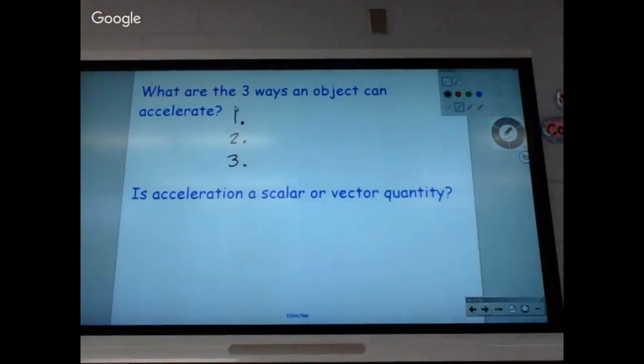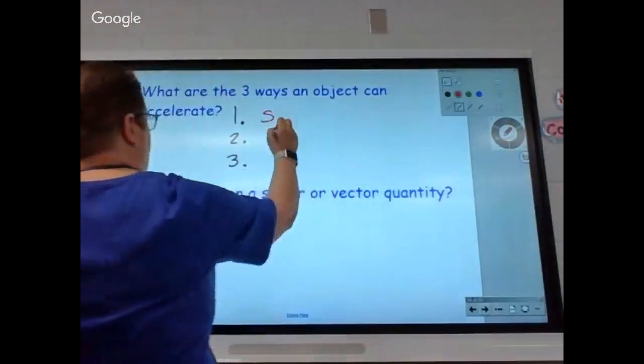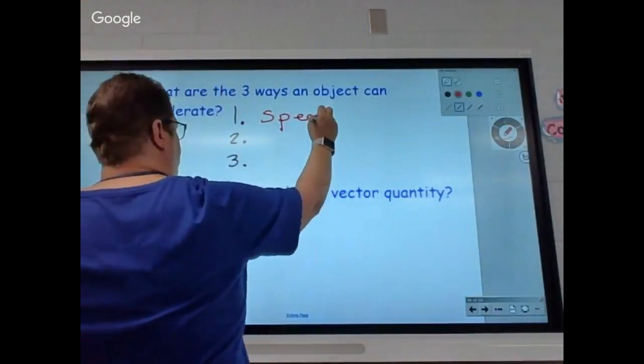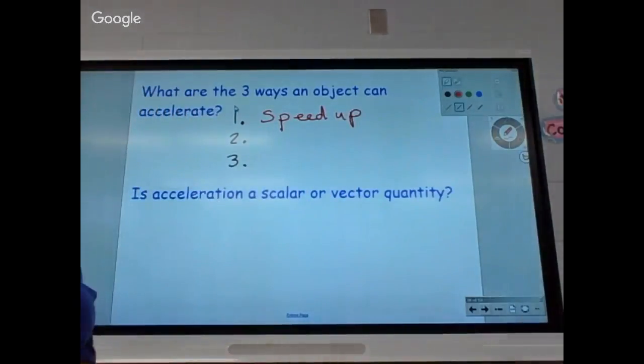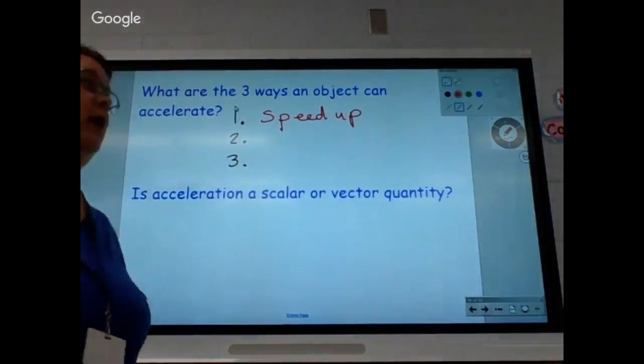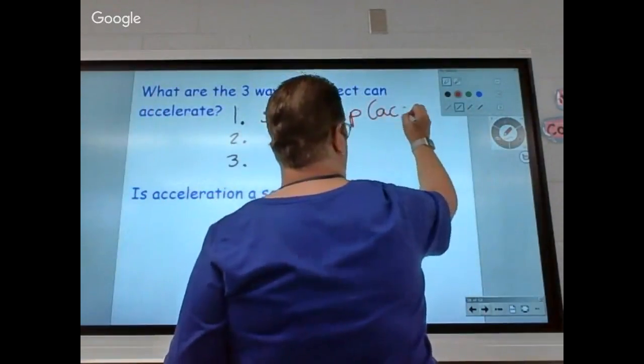How can an object accelerate? That's one. William said speed up, when you have something pushing it. Having something pushing it makes it speed up. All right, we got that one. And we usually refer to this as acceleration.